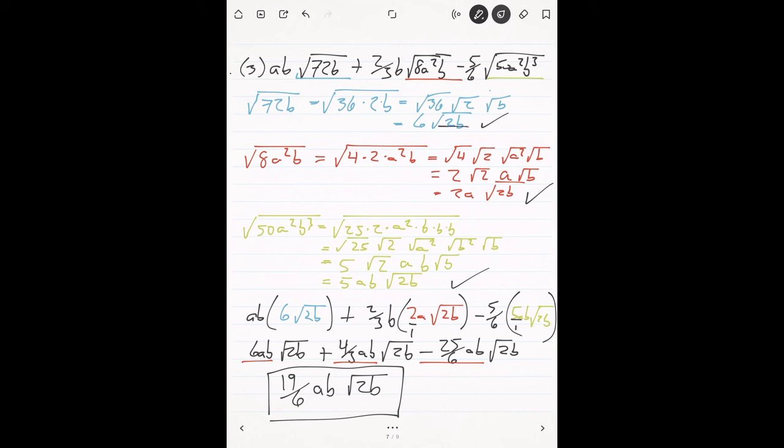We made sure that we had the like radicals. We made sure that we had the like terms that we're going to add together. So that's a big concept for us. So making sure that you're checking your work along the way so that you can finally combine your answer to one thing at the end.